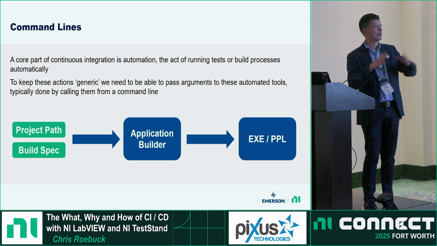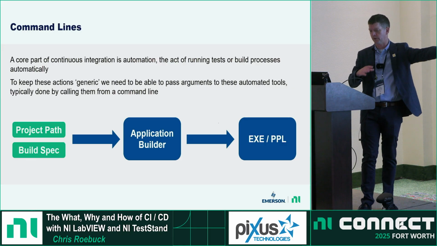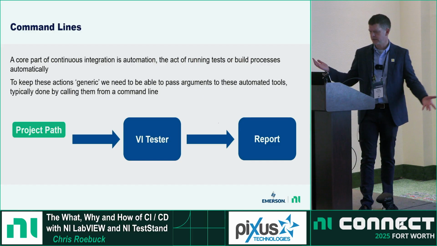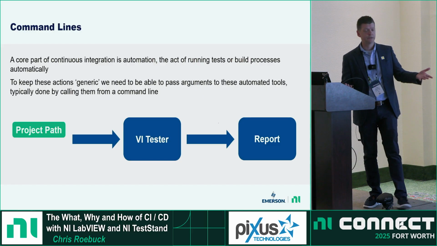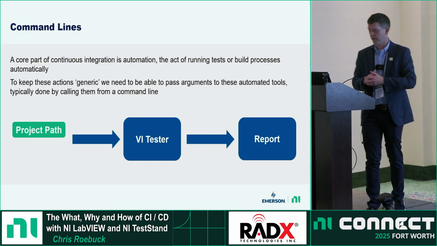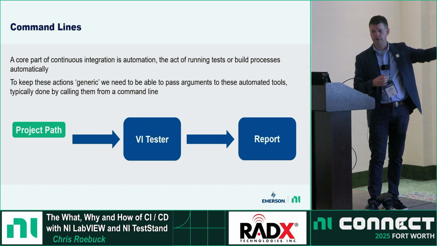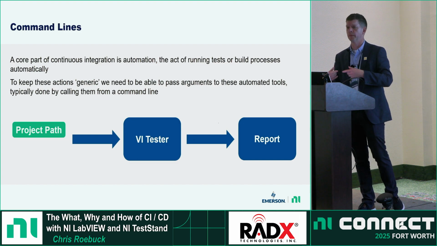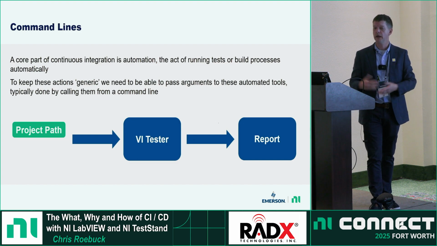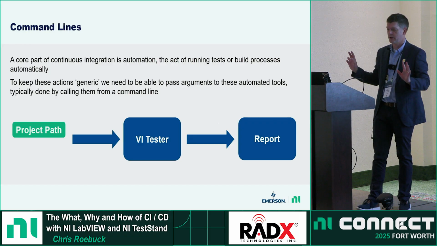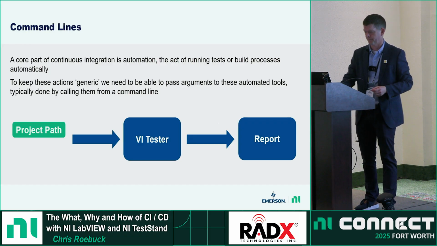So we're keeping the actual activity of application builder fairly generic. Same thing with VI tester. VI tester has an API. We could call it from a command line. We can pass in a project path and it will run the tests that it finds in there and give us a report and say, hey, your tests pass or your tests fail.